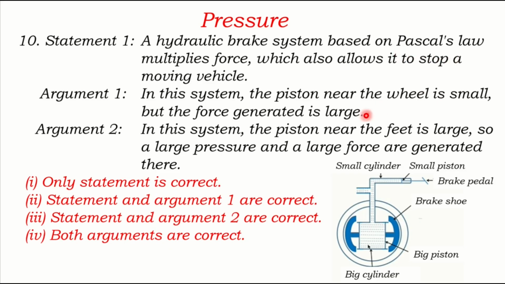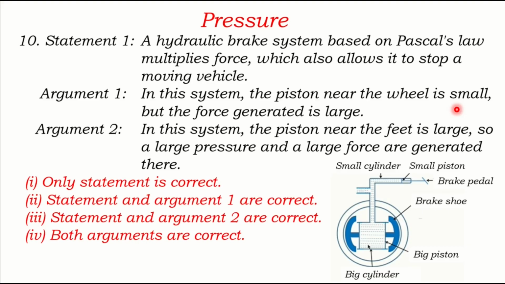A hydraulic brake system based on Pascal's law multiplies force. This is correct because less amount of force applied on the brake pedal magnifies to huge force, and a vehicle moving with high speed can also be stopped because of this magnified force, which allows it to stop a moving vehicle. Yes, this option is correct. Statement 1 is correct, and here option number 1, only statement is correct, is written, but maybe argument 1 or 2, both or one of them is correct. That's why we have to check the argument also.